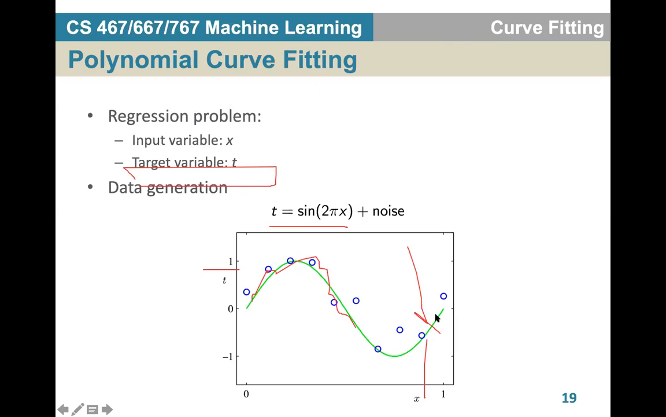But in reality, this will never happen. There will always be some noise, whether it's measuring error or some other issues, some inconsiderate factors. There will always be some noise that shifts your data a little bit from this green curve. So we are also modeling this noise. Put simply, the input is X, the output is T.